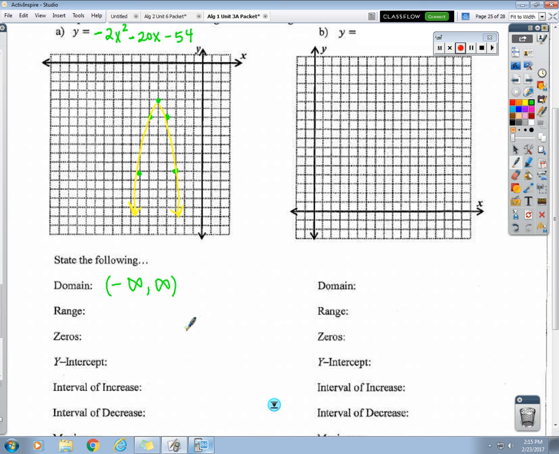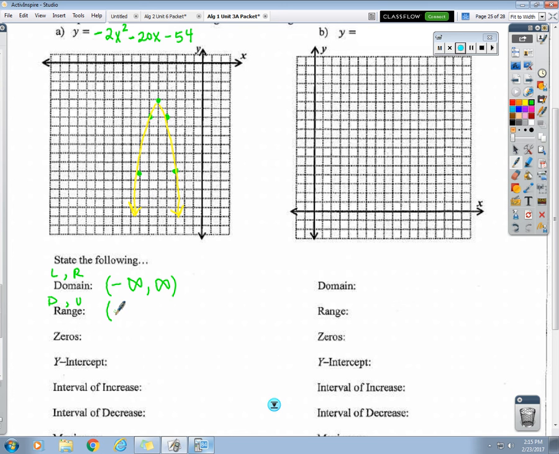So when you hear the word range, what do you think about? The Y's. Now, one thing that's hard for students to remember, they normally can remember domain is left and then right. But then it's harder for them to remember that when you're doing the range, you see how far down it goes first, and then how far up it goes. So how far down will this parabola go?